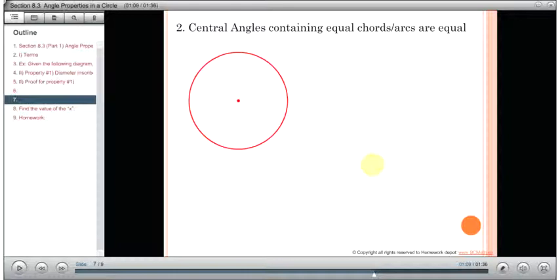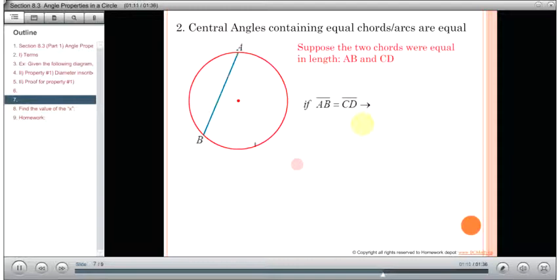Central angles that have equal chords or arcs are also equal. Sometimes you call this the butterfly look, because it kind of makes a little butterfly. You'll see in a second. So suppose that there are two chords we draw, AB and CD, and let's pretend that they're both equal, and even the arcs are equal as well.